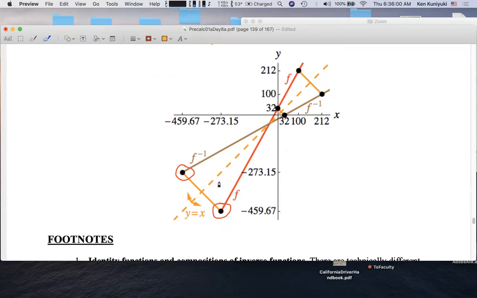Again, these two graphs are reflections about the line y equals x, this slanted line. Oh, and this is an interesting point over here. The intersection point between the two graphs. That is the point, and it's on the line y equals x. That's the point -40, -40.